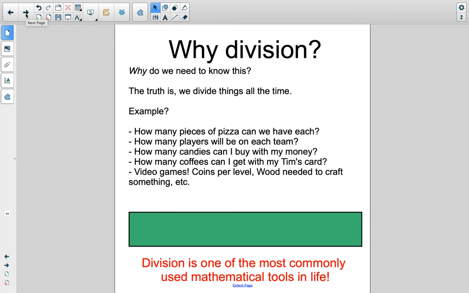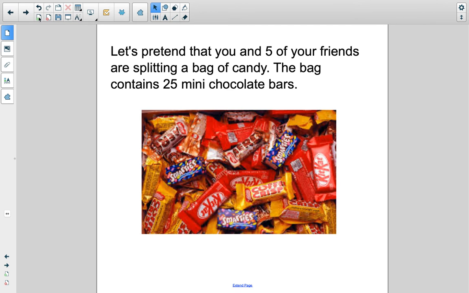We're going to start by looking at a very simple division problem. Let's say you and your five friends are splitting a bag of candy. You get a package of 25 mini chocolate bars, and you're going to split them up evenly between the six of you, you and five friends. What you need to do is figure out how you're going to divide these up. Well, you'll probably divvy them up just by passing one to each person.